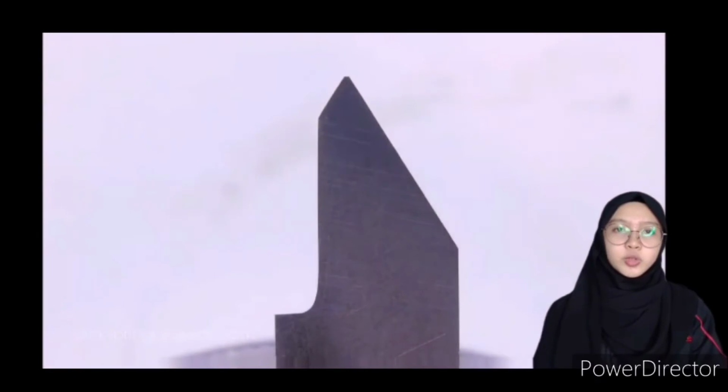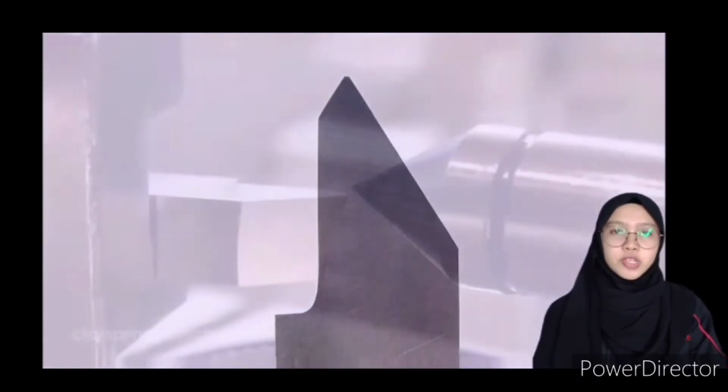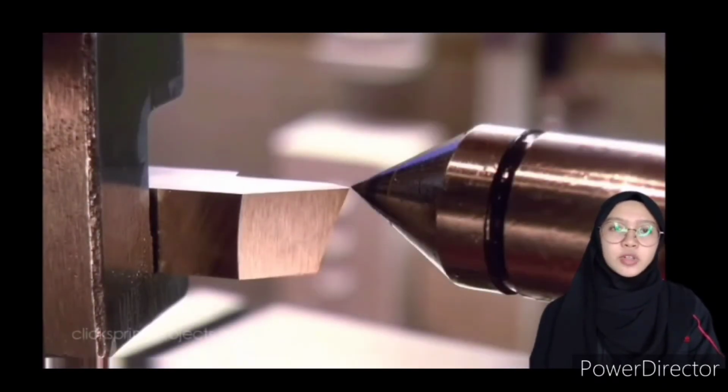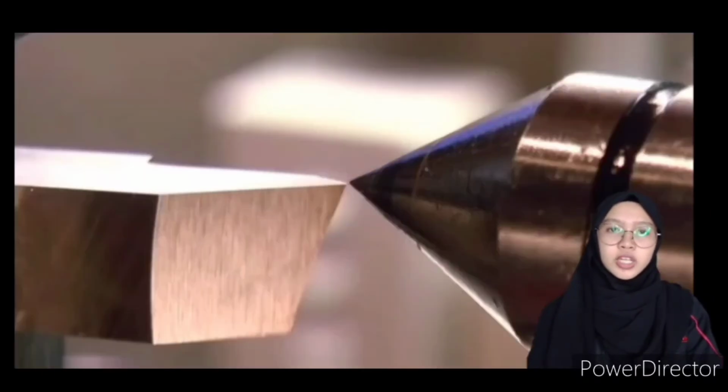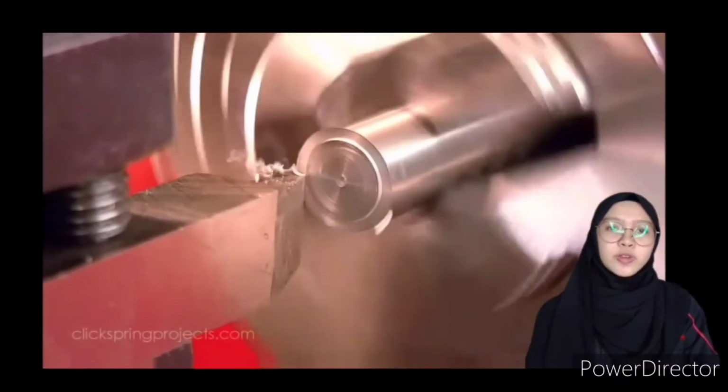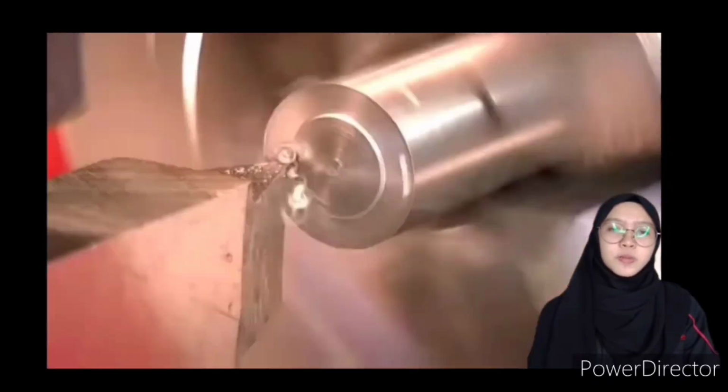So now, the steps that we need to do for the threading and chamfering process are, firstly, install a 60 degrees threading tool bit and set the height to the lathe center point. Make sure to set it at the right angle. Next, we need to do the facing process. This process removes metal from the end of a workpiece to produce a flat surface, and it is also used to cut the workpiece to the required length.